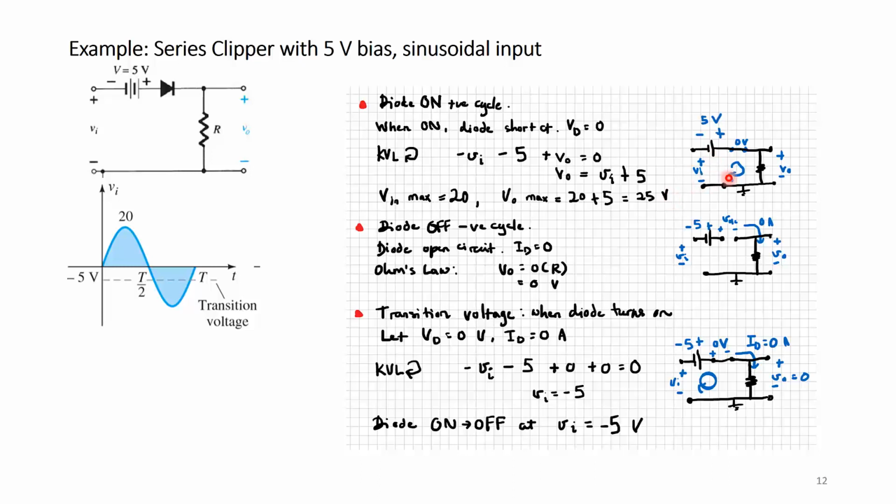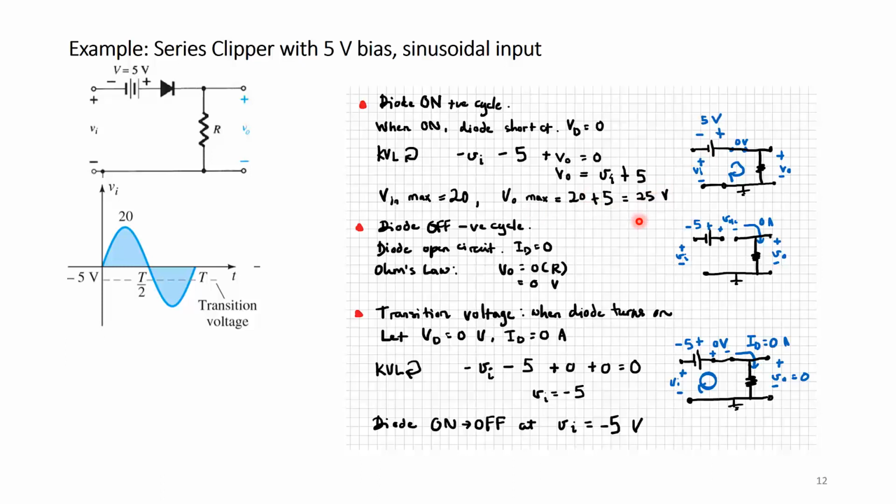So I can do a KVL around this loop. I get negative V in minus 5 plus 0 plus V out is equals to 0. So I get V out is equals to V in plus 5. So when V in is a maximum at 20 volts, my V out is a maximum at 20 plus 5, which is 25 volts because of this added bias here.